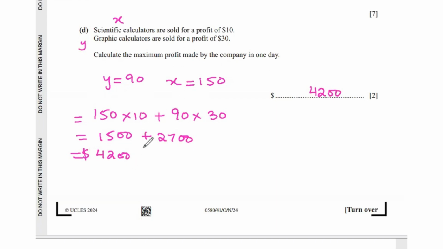For the x and y value, you look at the maximum value in the given region, which was at x equals 150 and y equals 90. And then you use those values to find the maximum profit using the per calculator profit that they're earning, $10 and $30.